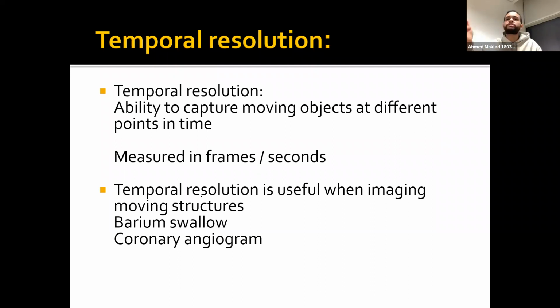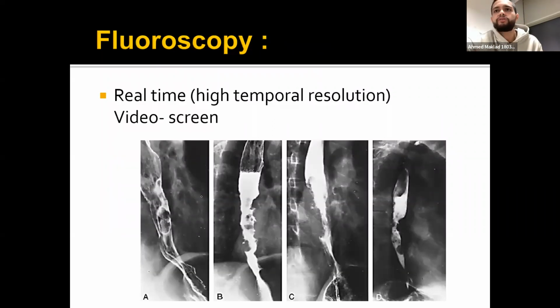We're good. And it says here it's like moving structures like barium swallow and coronary angiography. Yeah, that's basically what it is. Perfect. This is a fluoroscopy. You guys can Google it or put it on YouTube. It's nothing amazing, but yeah, that's what a fluoroscopy is. You guys know what this is? What's this structure?